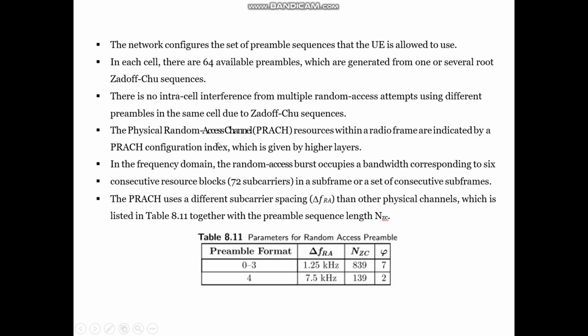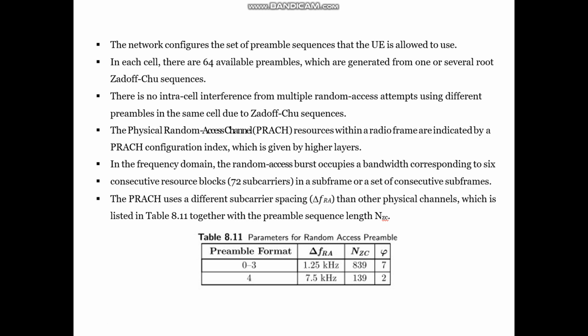The physical random access channel PRACH resources within a radio frame are indicated by a PRACH configuration index, which is given by the higher layers. In the frequency domain, the random access burst occupies a bandwidth corresponding to 6 consecutive resource blocks, that is 72 subcarriers, 12 times 6, in a subframe or a set of consecutive subframes. So in this way the subcarriers are allocated for the particular random access.